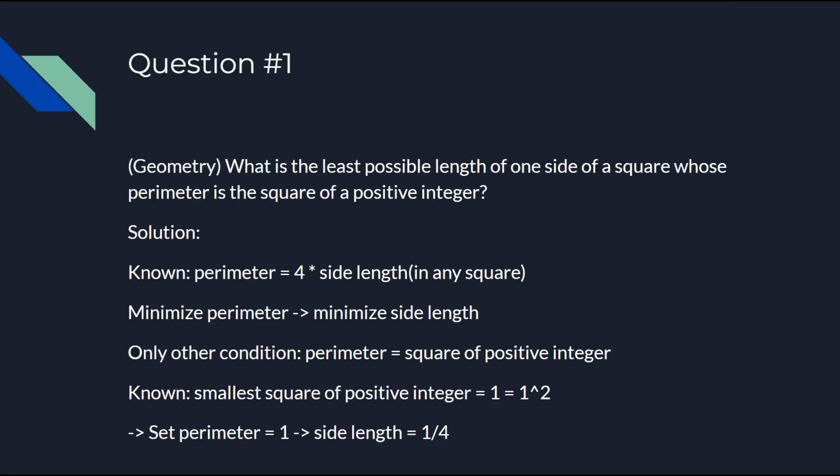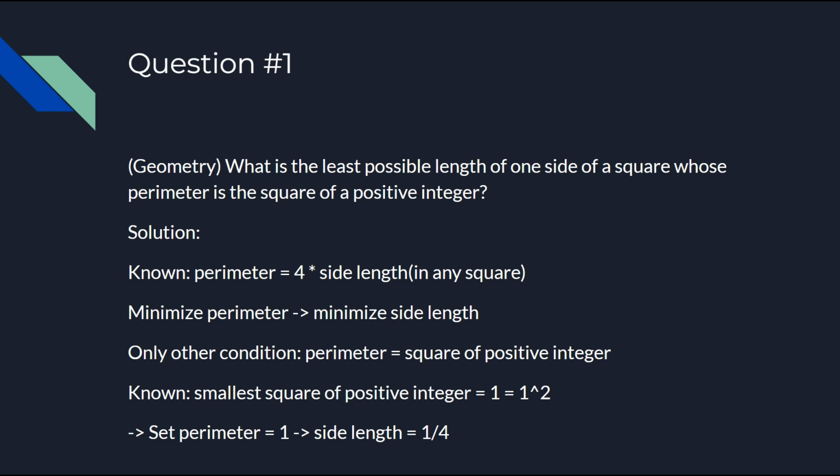What's the least possible length of one side of a square whose perimeter is the square of a positive integer? It's known from basic geometry that the perimeter of a square is 4 times the side length of that square. But we can minimize the perimeter if we also minimize the side length. Let's just find the side length. There's only one other condition, that the perimeter has to equal the square of a positive integer. That's it. Therefore, we can just simply focus on that condition.